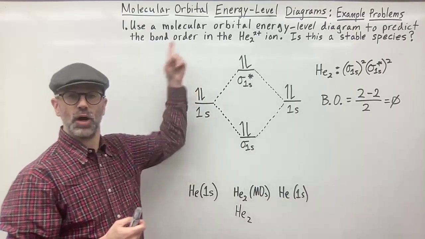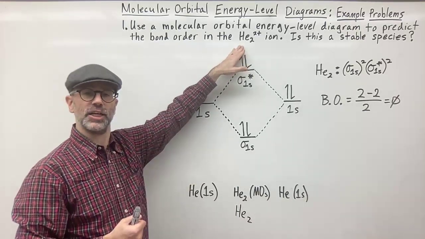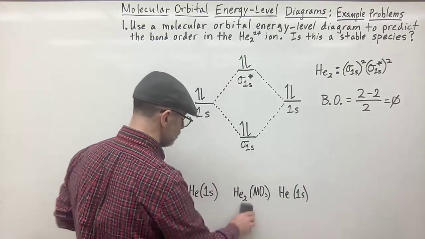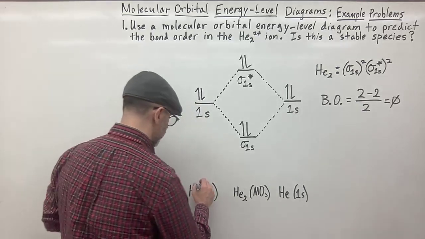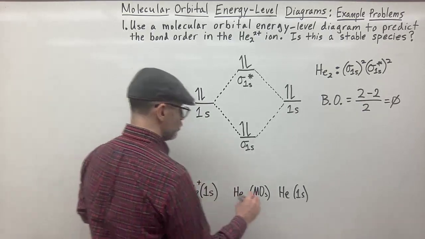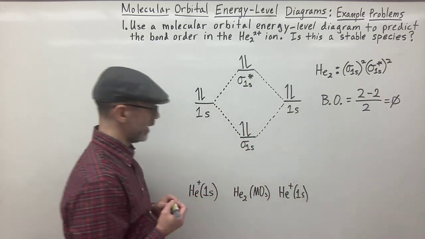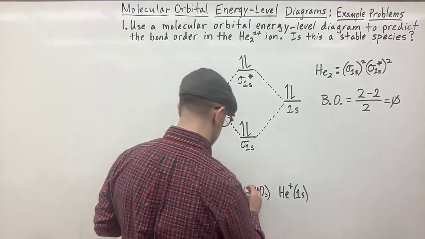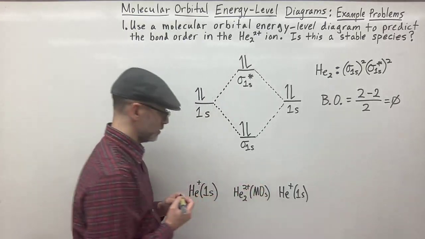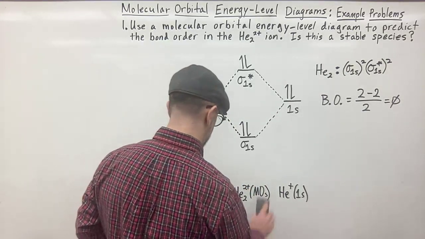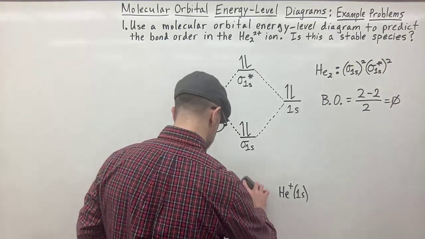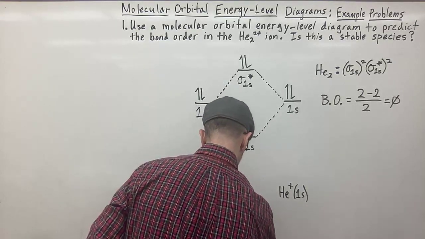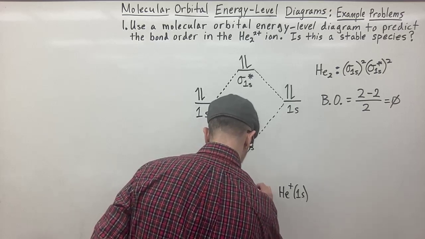But let's go back to the one we're being asked about. What about the He2 2+ ion? That would be like bonding together two He+ ions to form He2 2+. Okay, let me make that a little bit better. So we have He2 2+ molecular orbitals.